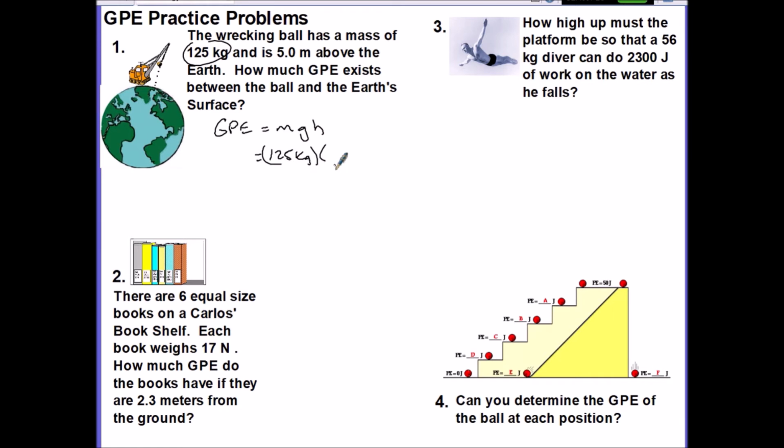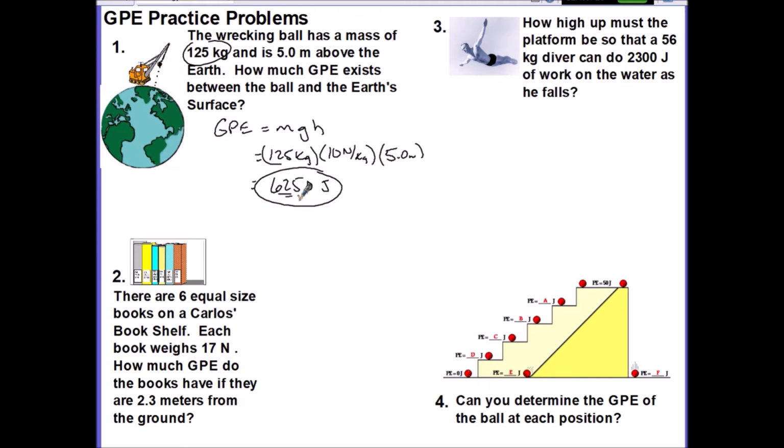It's over 250 pounds. It's a pretty good wrecking ball. Let's use g to be 10 newtons per kilogram, just easier to calculate than the 9.8. And we're currently 5 meters above the surface of the Earth. When we go through and do that math, we get about 6250 joules. So the gravitational potential energy associated with that ball at that position is 6250 joules.